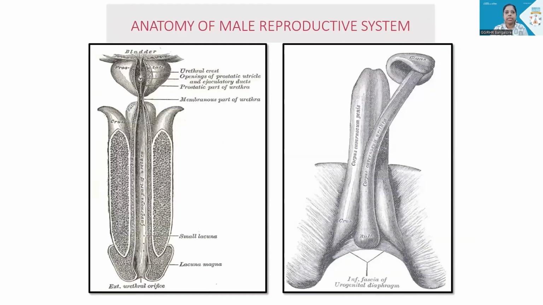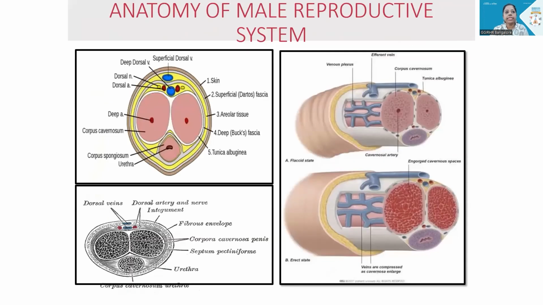The same picture is depicted here. We can see on the left-hand side, in the first picture, both the corpus cavernosum, the erectile tissue, and the corpus spongiosum, where the urethra is draining to. On the right side, it is the flaccid and the erectile state.